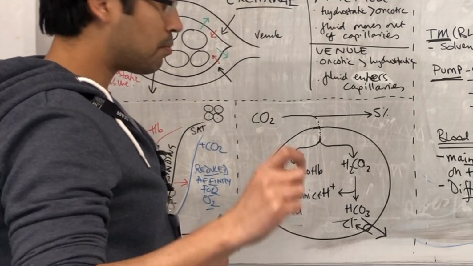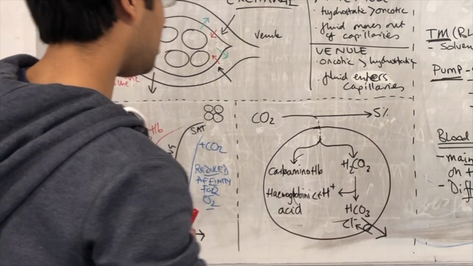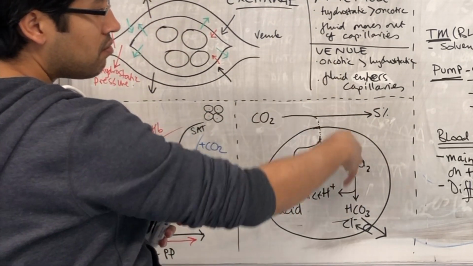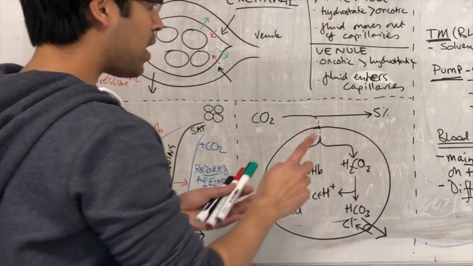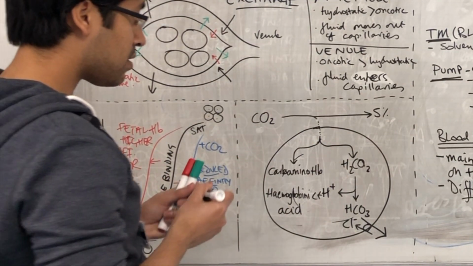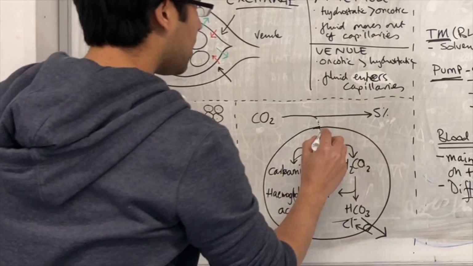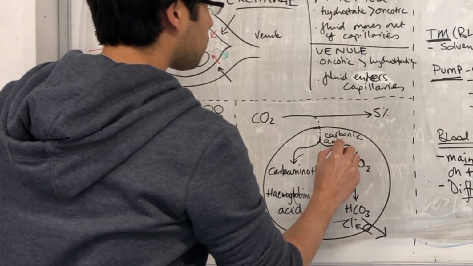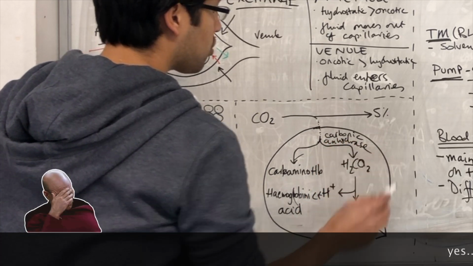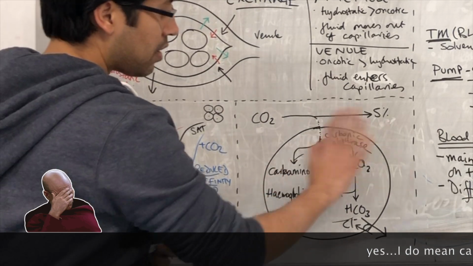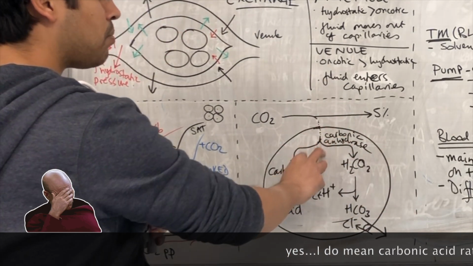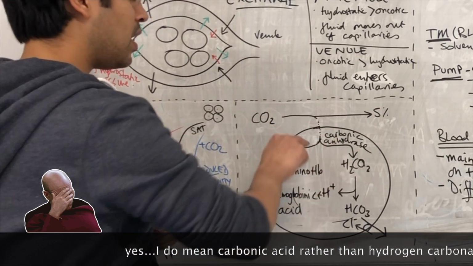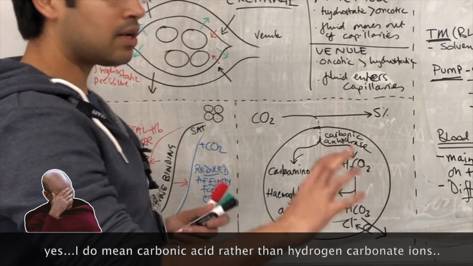But the greater percentage of it, about 70%, is going to be converted into hydrogen carbonate by the enzyme carbonic anhydrase. I'll just jot it down here. Carbonic anhydrase. I'm sure you can't read that. Carbonic anhydrase, the enzyme in the red blood cell, converts some of the dissolved CO2 in the cytoplasm into hydrogen carbonate ions.